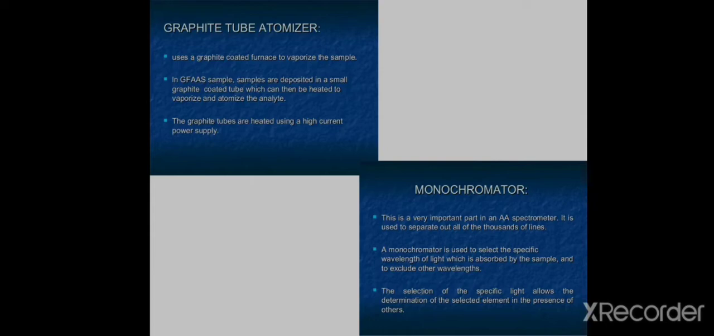After that, the monochromator. This is a very important part in the atomic absorption spectrometer. It is used to separate out all of the thousands of lines. A monochromator is used to select the specific wavelength of light which is absorbed by the sample and to exclude other wavelengths. The selection of the specific light allows the determination of the selected elements in the presence of others.